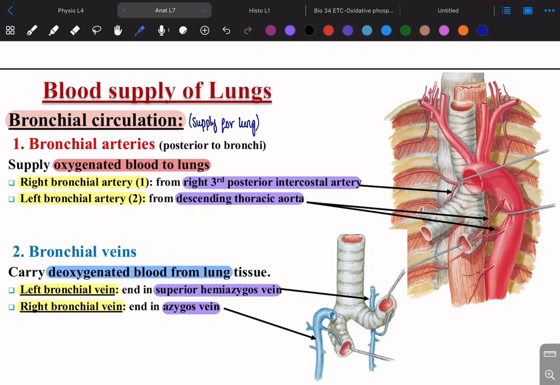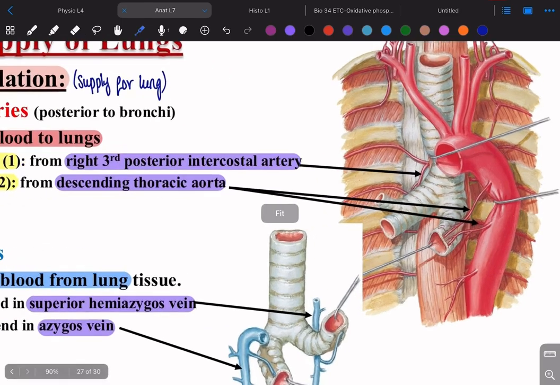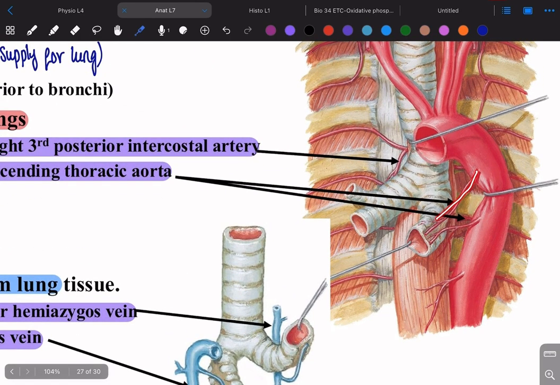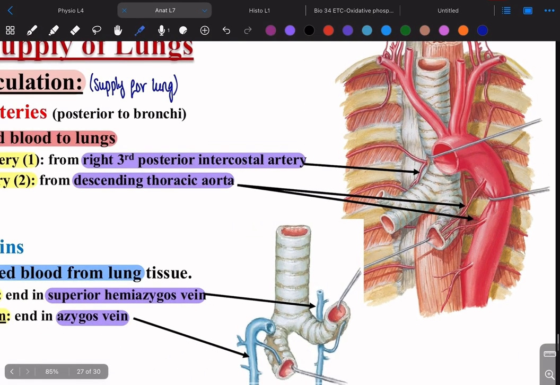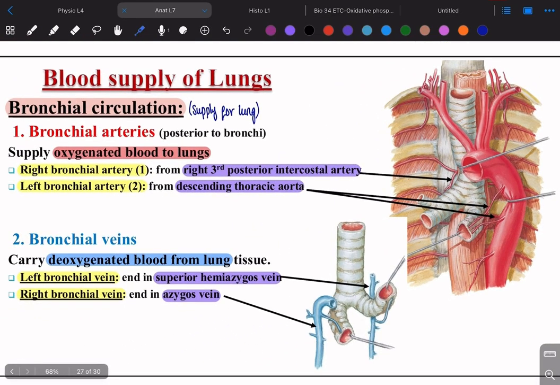Okay? So we remember that the right has one right bronchial artery. As for the left, because it has the aorta, it has two bronchial arteries. They come from the aorta. So the aorta gives two branches, one branch here and the other one here, which gives us the left bronchial artery. As for the veins, we have the left bronchial vein and the right bronchial vein.